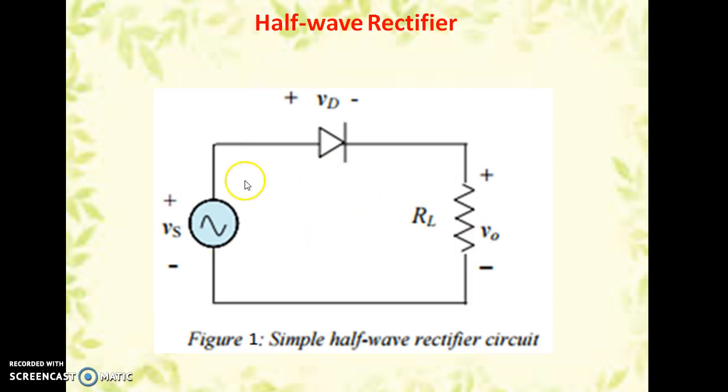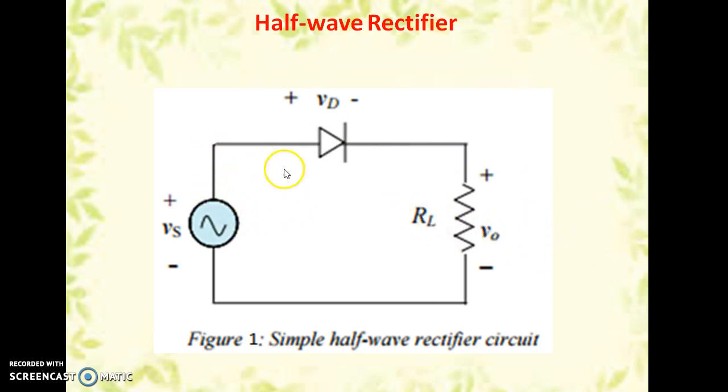Under this condition, the diode becomes reverse biased, as the anode is connected to the negative and the cathode is connected to the positive end. So the diode is in reverse bias condition, it doesn't conduct, so no current will flow. In this condition, the diode acts as an open circuit. Since there is no current in the circuit, we get no output voltage.